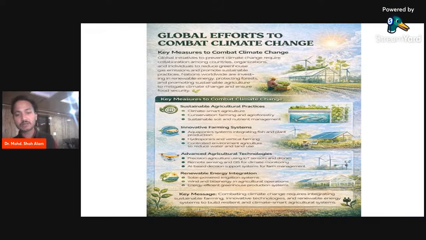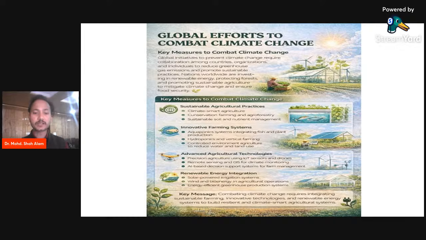The next slide shows the key measures to combat climate change. I have described this further, like sustainable agriculture practices, which include climate smart agriculture, conservation farming and agroforestry, and sustainable soil and nutrient management. Integrated nutrient management and integrated weed management will also help to reduce the effect of climate change in the atmosphere. Innovative farming techniques like aquaponics and hydroponics, integrated fish and poultry farming, or integrated poultry and duck farming have also been helpful to combat climate change.